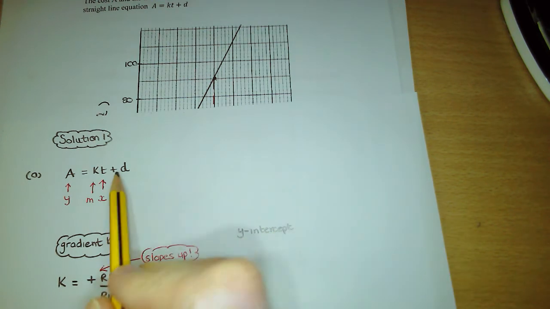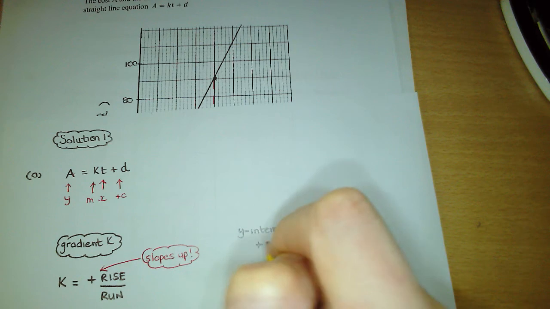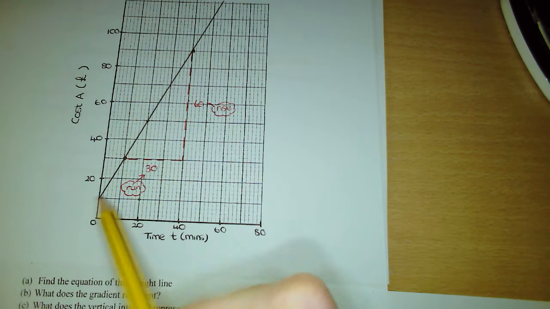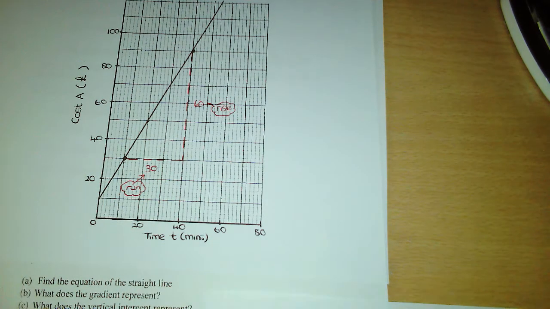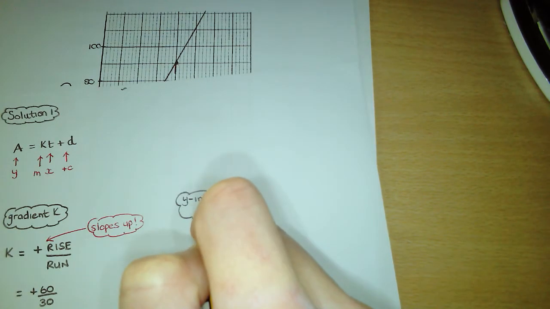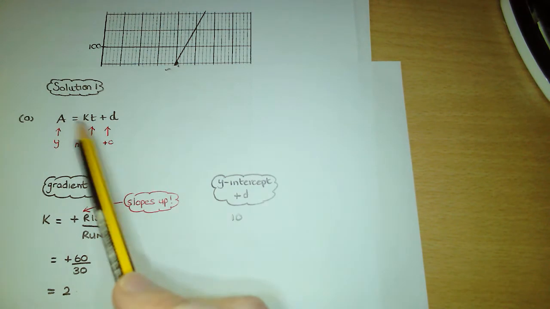So the y-intercept in this particular question is now plus d. So we simply go to the graph and look for where the graph cuts the vertical axis. So the y-intercept here is going to be 10. So all we do now is sub the value of the gradient and the y-intercept into the equation of the straight line that they gave.